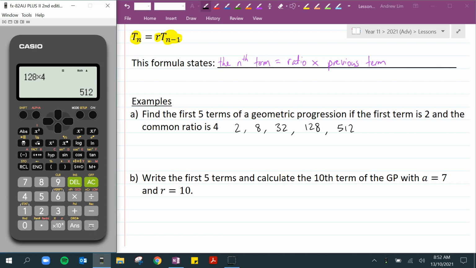So we can see here that they all have a common ratio of 4, because if I were to take any of these terms, for example 8, and divide it by the previous term, I'll get 4. Or if I were to take 32 and divide by 8, I'll get 4. If I was to take this one, divide by 32, I'll get 4. This divided by this, I'll get 4. And that is our GP.